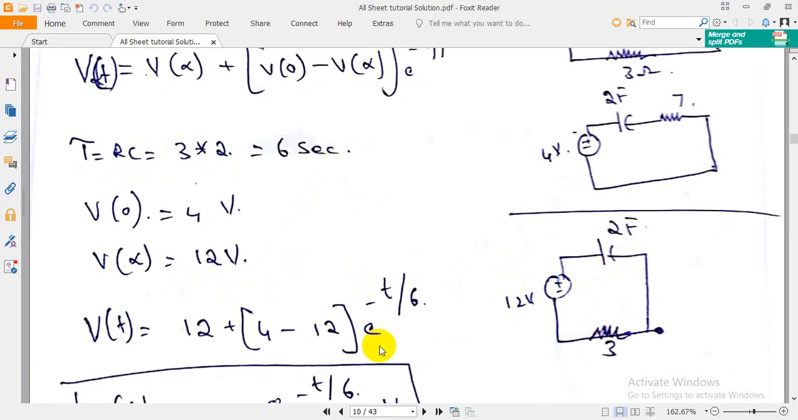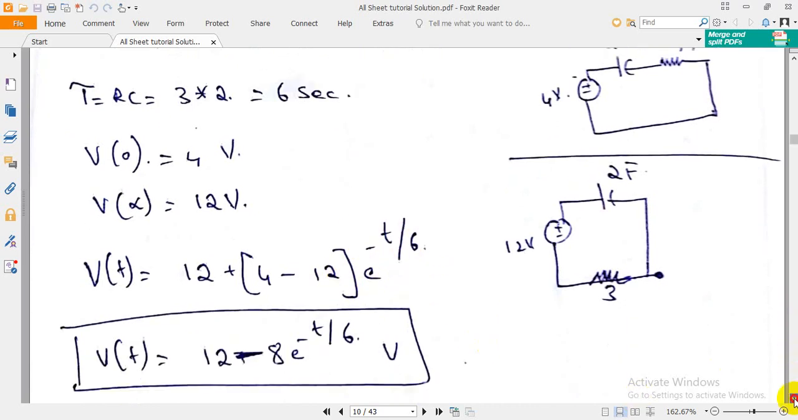Now substitute in the formula: V of infinity, that is 12, plus V of 0, which is 4, just now we found 4 here, minus V of infinity, multiplied by e power minus t by tau. Tau is 6. Okay, this is the final answer for this.